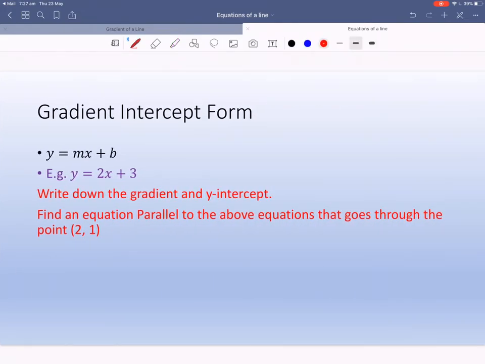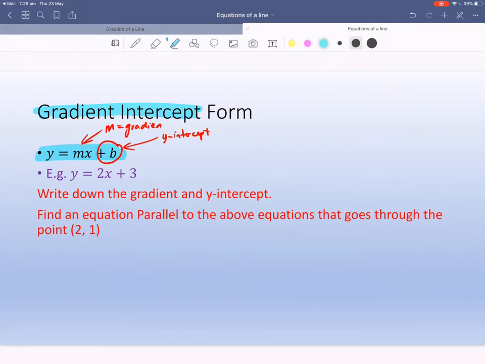Alright, so gradient intercept form is this: y equals mx plus b. What's the coefficient of x? Well, it's m, and m is the gradient. What's the y-intercept? Well, it's plus b. So y-intercept. And hence the name gradient intercept form, because when we make it y equals a linear equation, we get the gradient and intercept.